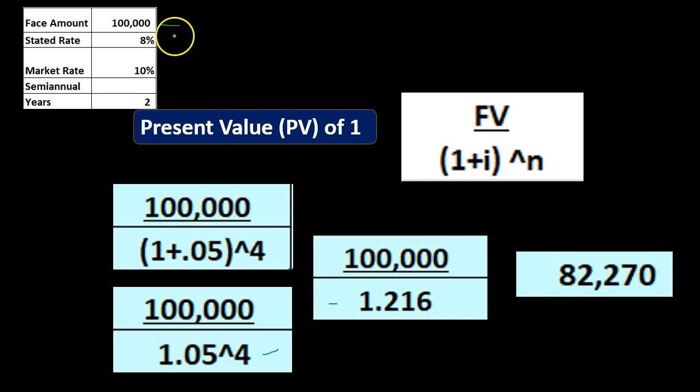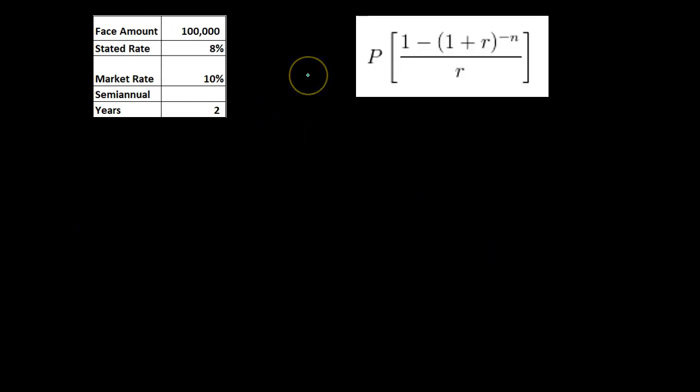So if this was the only thing that was happening, meaning we're going to pay out 100,000 in the future and there was no interest involved, then we would expect 82,270 today in order for that to be a fair transaction. But that's not the only thing that's happening. We're also paying out interest. So let's do the same thing for the interest calculation.